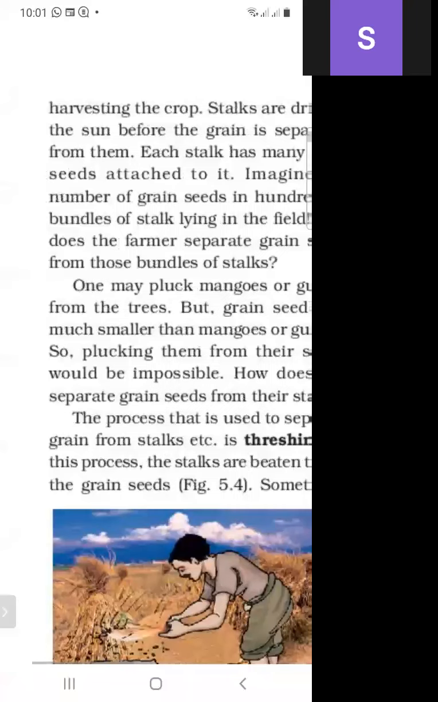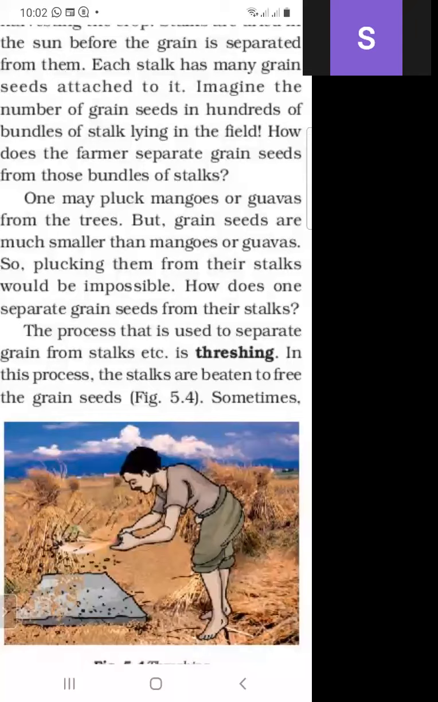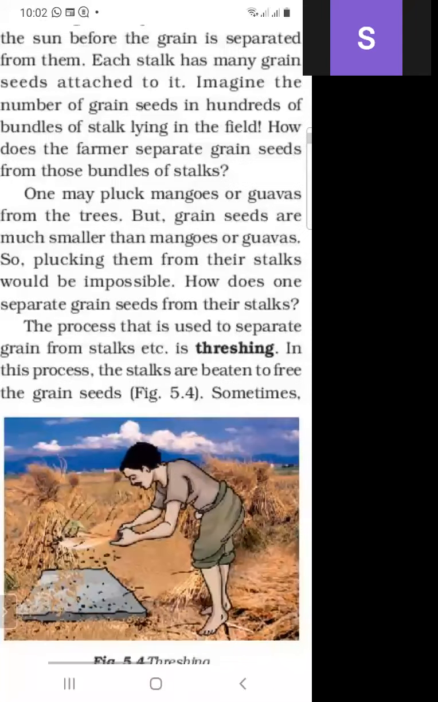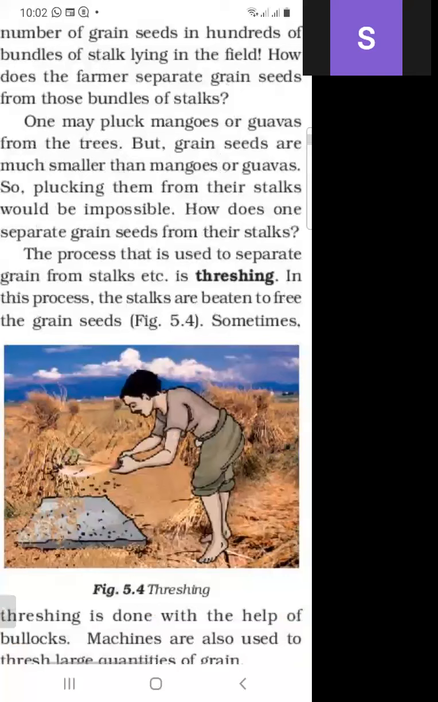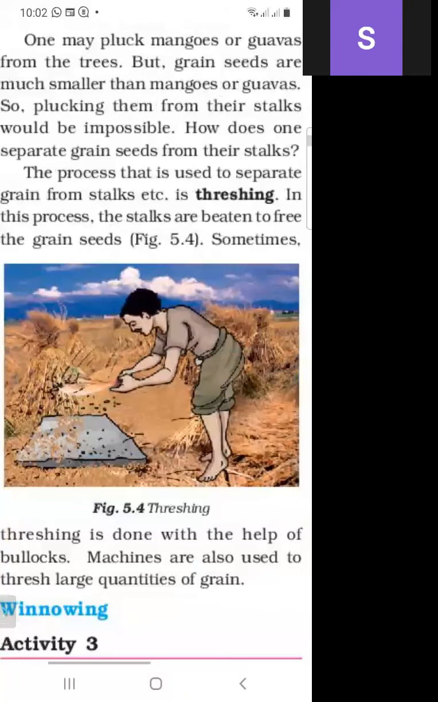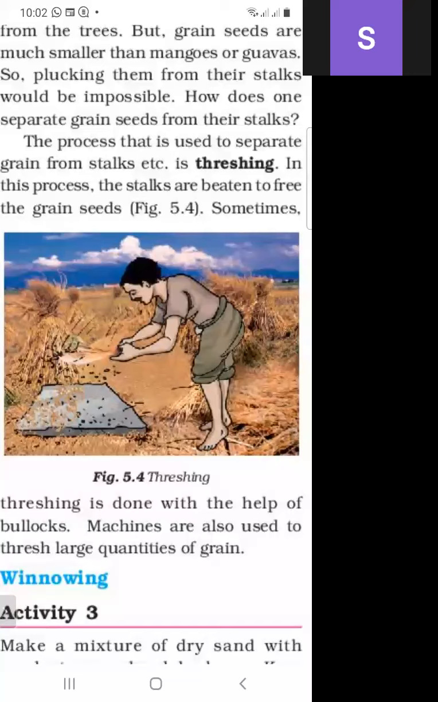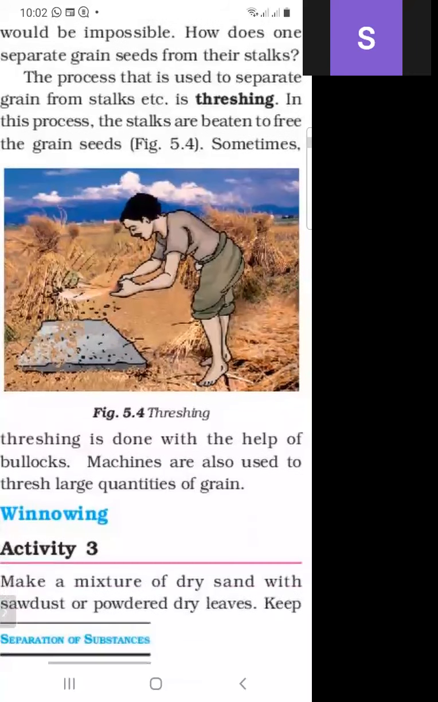The process that is used to separate grain from the stalk is called threshing. In this process, the stalks are beaten to free the grain seeds. Firstly, we will beat these grain seeds from the stalk. Threshing can be done either with the help of bullocks or with the help of machines.